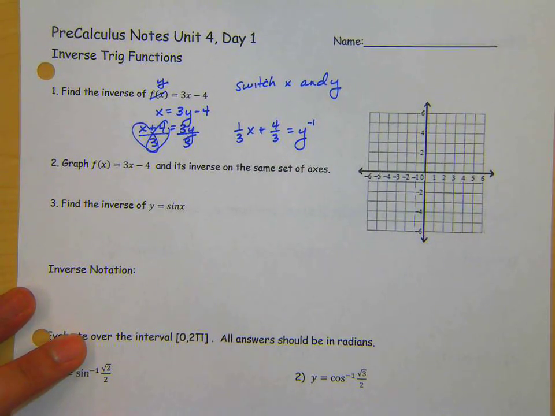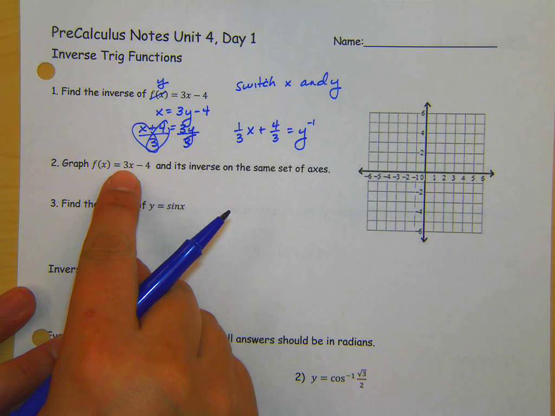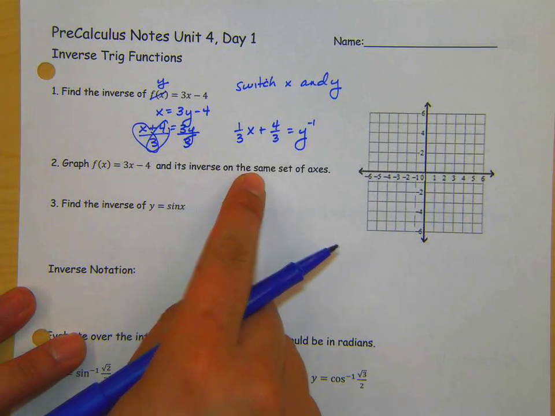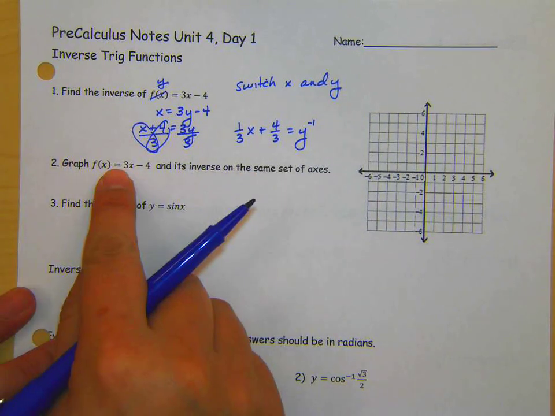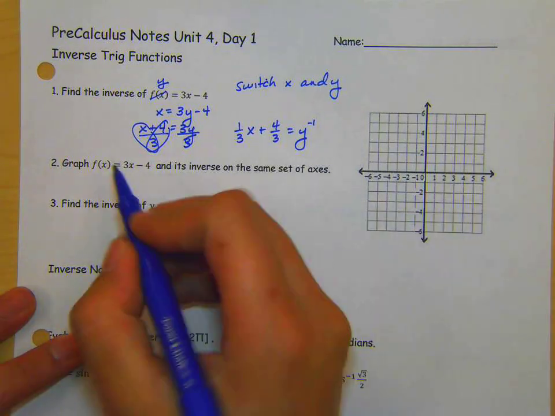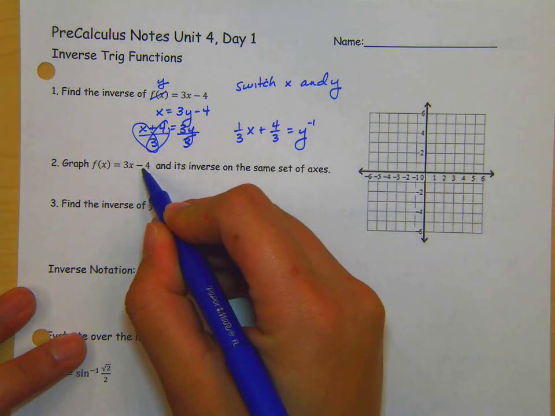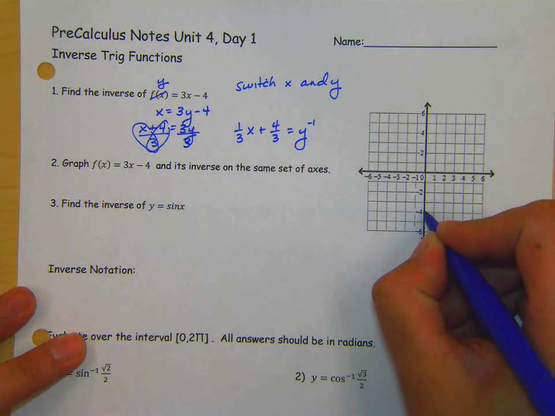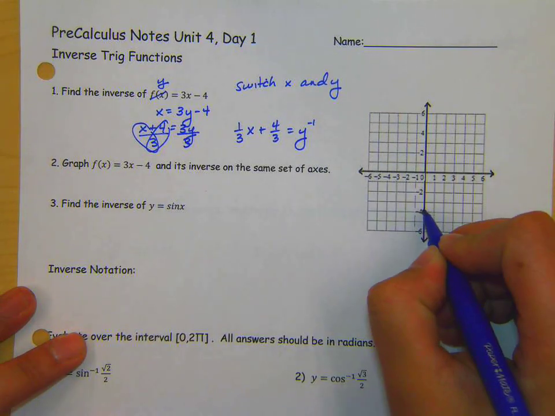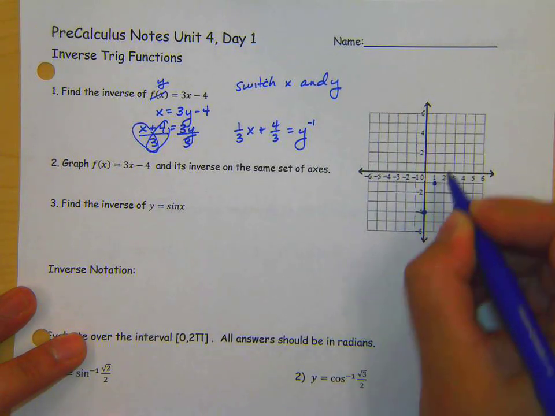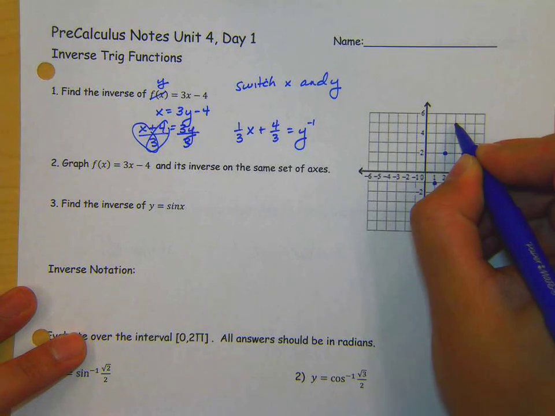Okay, now it says graph f of x equals 3x minus 4, and its inverse on the same set of axes. So I'm going to graph the original function in blue. So it's a line, so I'm going to go ahead and plot the y-intercept first, and a slope of 3 means I'm going to go up 3 over 1, up 3 over 1, up 3 over 1.